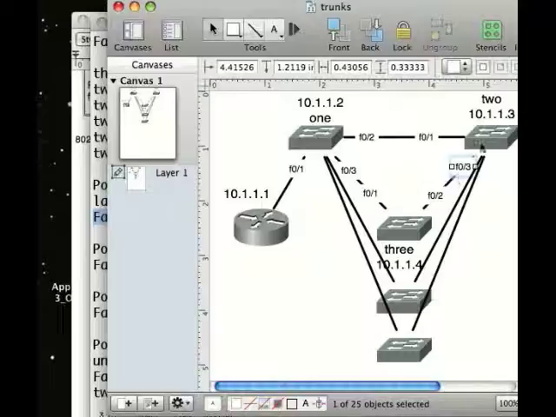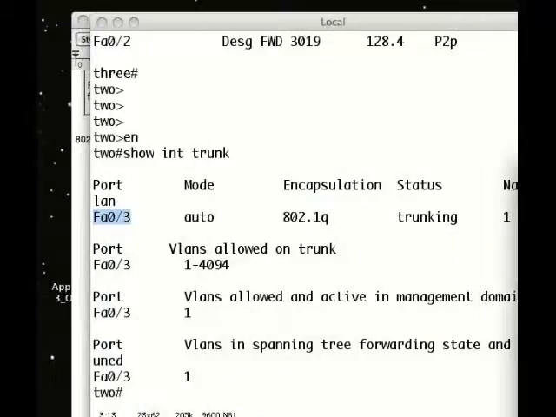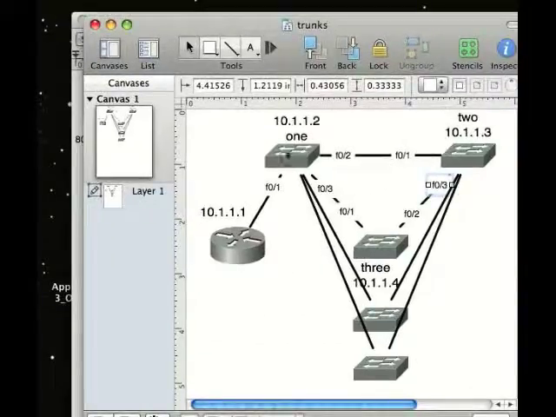I'm willing to become a trunk, and switch 3 wants to become a trunk. So switch 3 convinces me to become a trunk. So I become a trunk. The difference is over to switch 1, I'm in auto, so I'm willing to become a trunk, but I don't want to become a trunk. And switch 1 is willing to become a trunk, but it's also reluctant to become a trunk. So as a result, we mutually agree via the dynamic trunking protocol to not become a trunk.